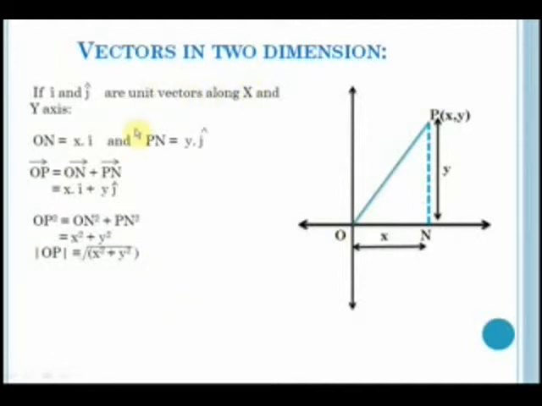In two dimensions we have represented OP as equal to the component of this vector along the x-axis and the component of this vector along the y-axis, which are x times i cap and y times j cap, and the magnitude of this vector OP is equal to under root of x square plus y square.